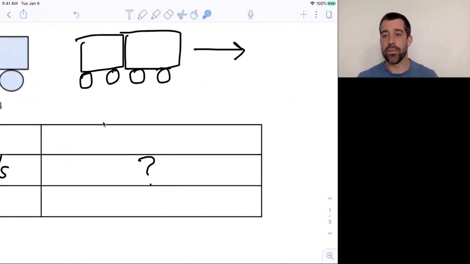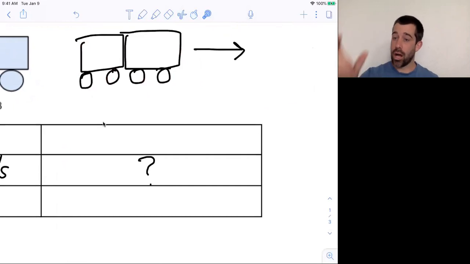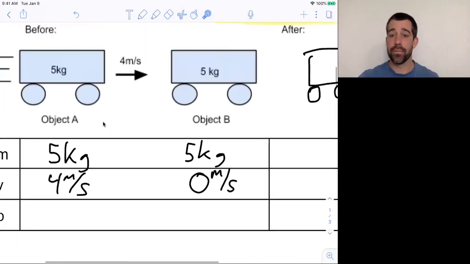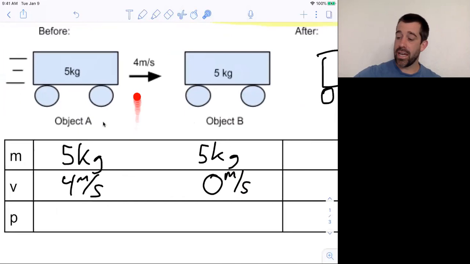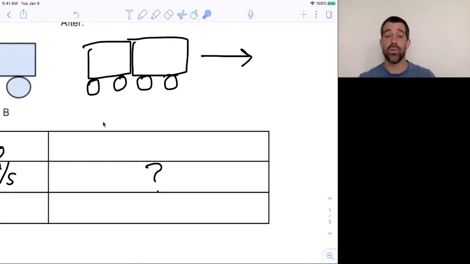In other examples, you've seen me draw a column for object A and a column for object B, just like I did right here, right? This is the object A column. This is the object B column. The reason I do that is because they're moving at different velocities, and so I need to treat them as separate objects. However, in this problem, they're stuck together, and so it's easier to think about them as one object because they need to be moving at the same velocity anyway.